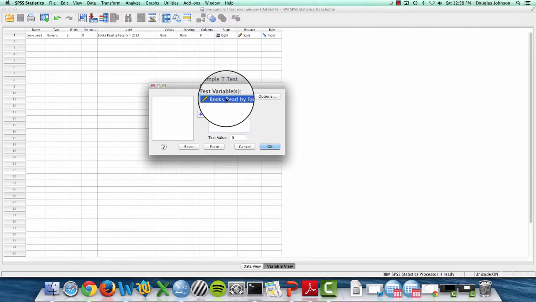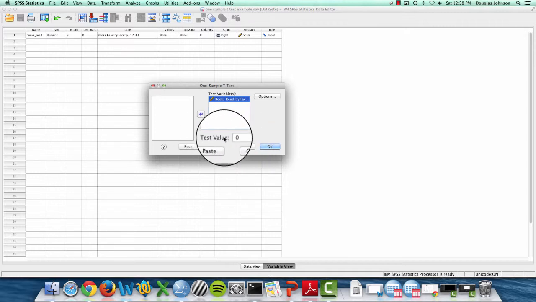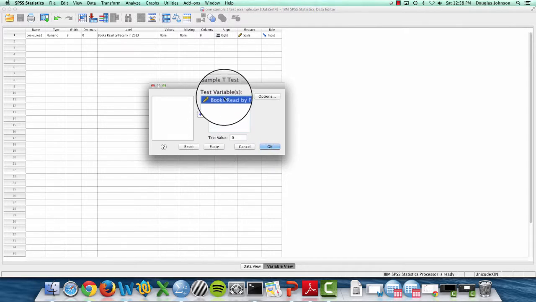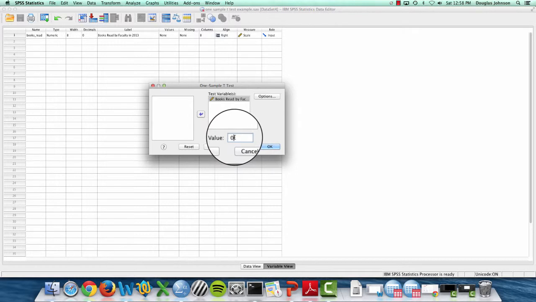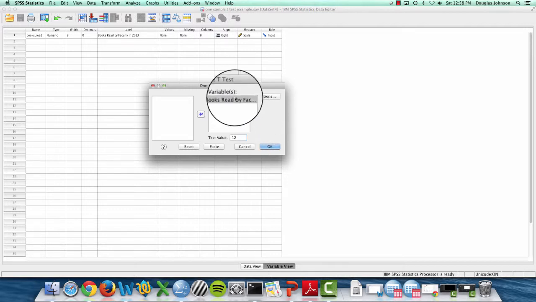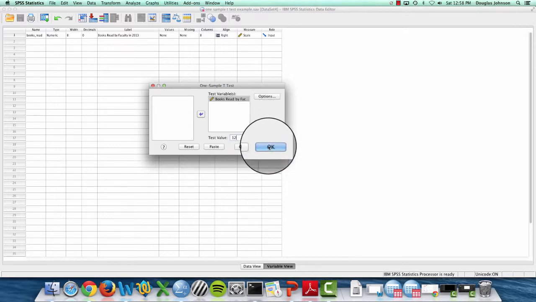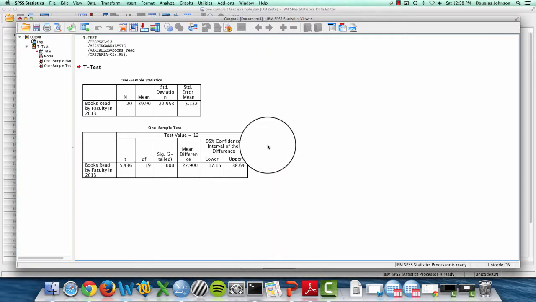This is our sample data. We put it in the test variable box. But before you click OK, this is the important piece to remember. This is mu under the null hypothesis. So this is the population mean that we're going to be testing this sample mean against. And as you recall, the setup is that at the population level, the mean is 12 books a year. So we put 12 here, and we're going to ask the question whether our sample is representative of a population that has a mean of 12 or if there's something else going on. I'll click OK.